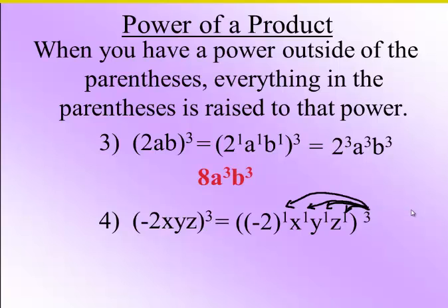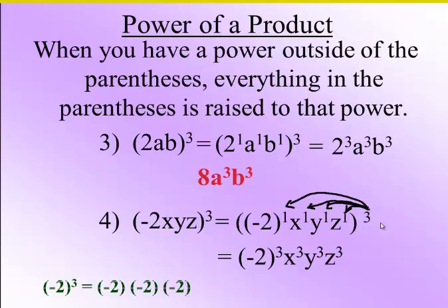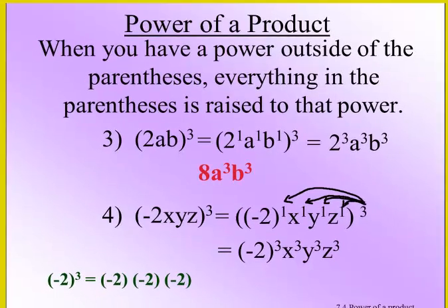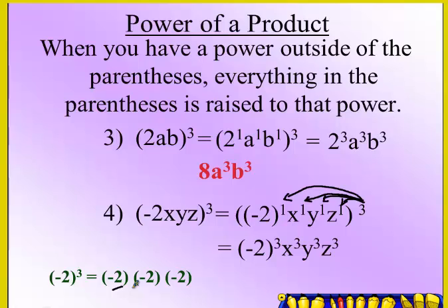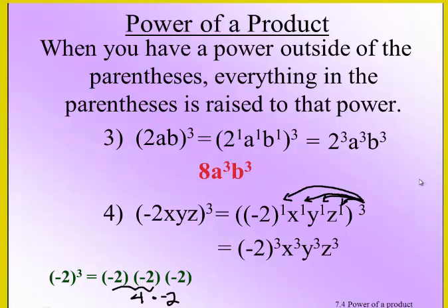Now we have to simplify negative 2 raised to 3. Negative 2 raised to 3 means negative 2 times negative 2 times negative 2, which is equal to, right, this one is positive 4, then times negative 2, it will give us a negative 8. So our final answer will be negative 8 x cubed, y cubed, and then z cubed.